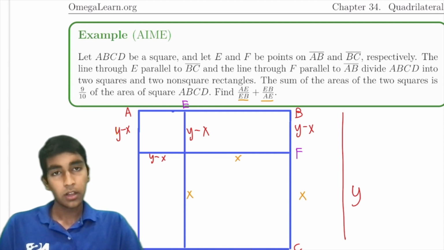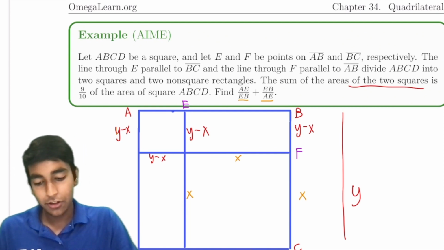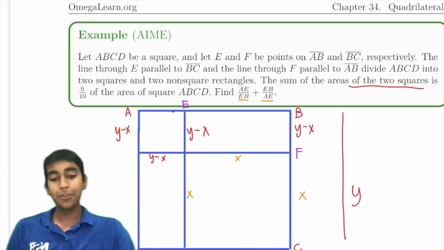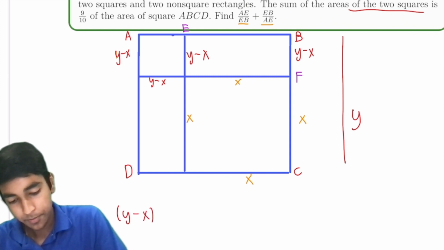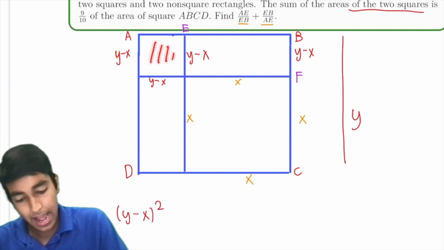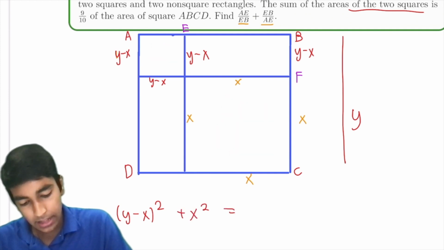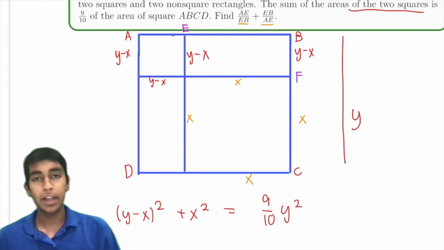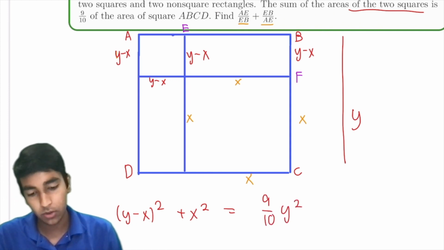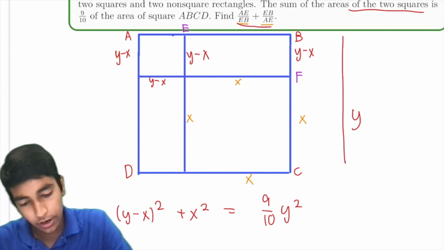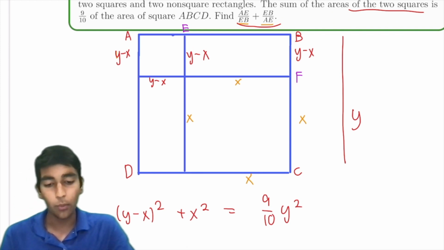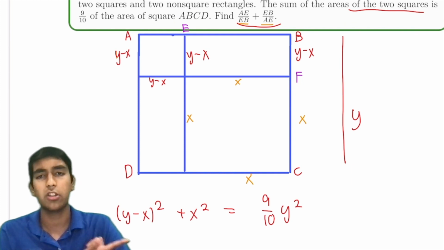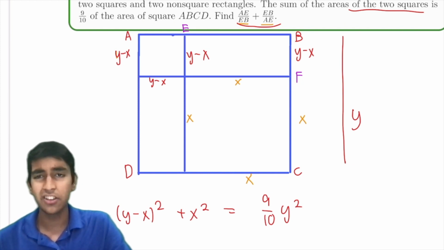So then we're given that the sum of the areas of the two squares is 9/10 the area of the big square ABCD. So the area of this square is y minus x squared, and the area of this square is x squared. So y minus x squared plus x squared is 9/10 y squared. We have to find AE over AB plus EB over AE. A common mistake is to try and solve for y and x from this equation, which is obviously not possible. The key thing here is we don't need to know y and x.